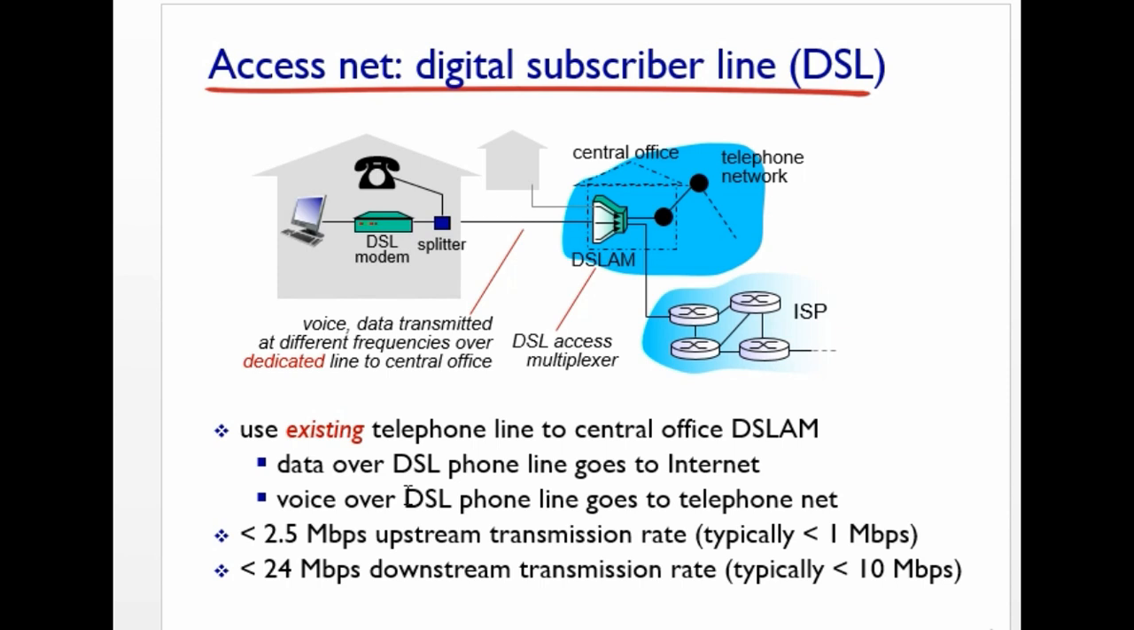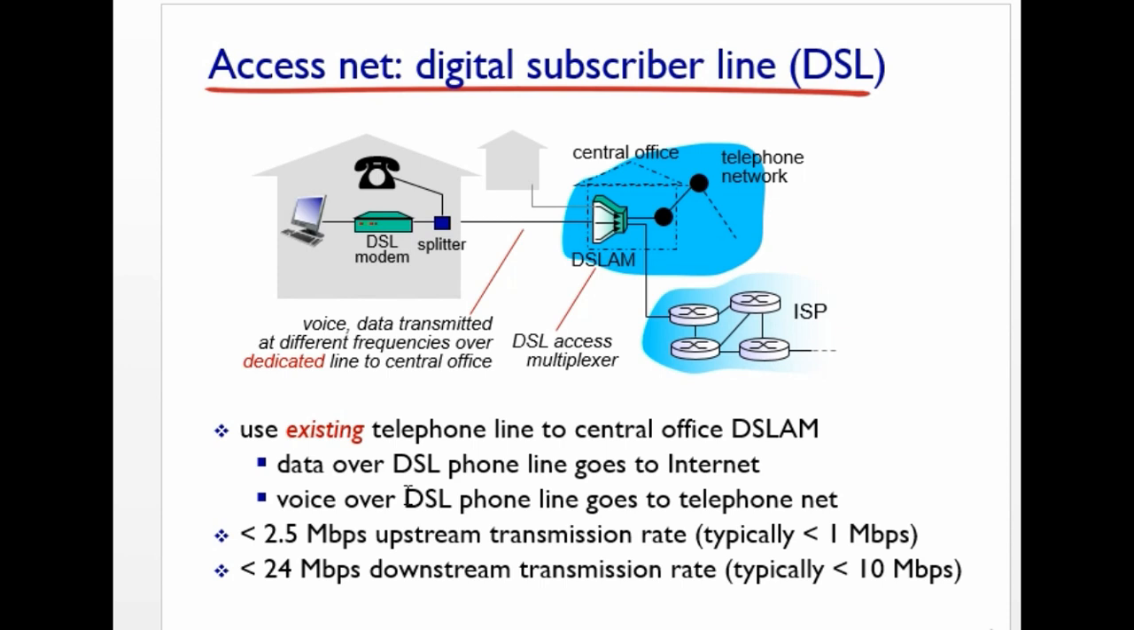It is typically less than 2.5 Mbps upstream. This actually talks about the transmission rates: if the speed is this, then how does your line work, and how many bits per second are required to communicate. So this is about telephones and how your telephones work.